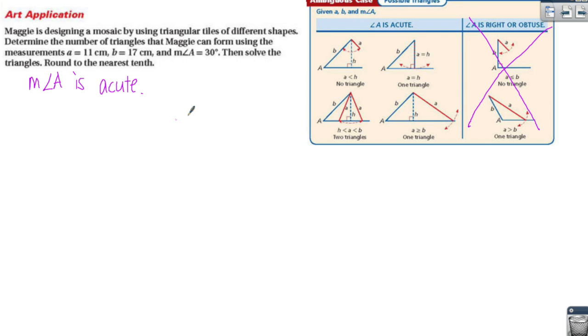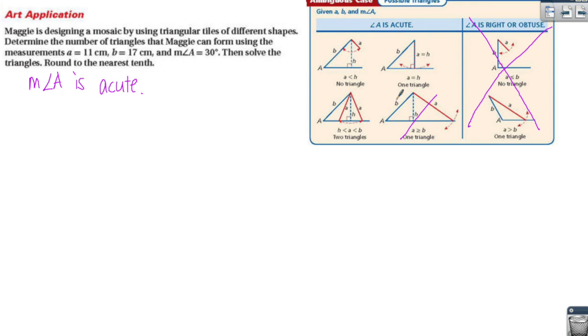Now we need to identify if the A value given and the B value given can be confirmed by looking at this. We're going to jump right into the one triangle option. Is our A value greater than the B value? No, it's not.